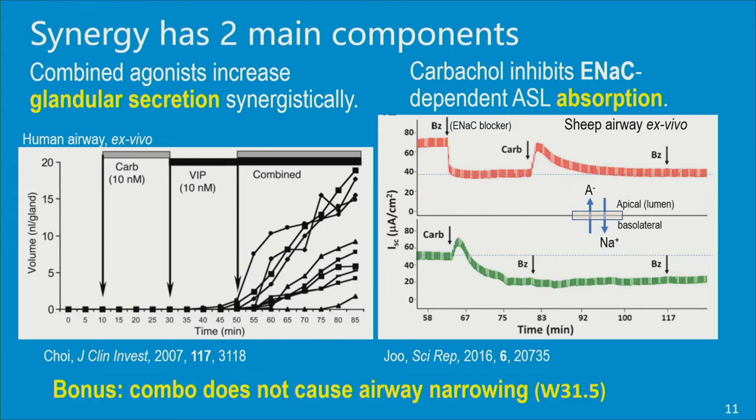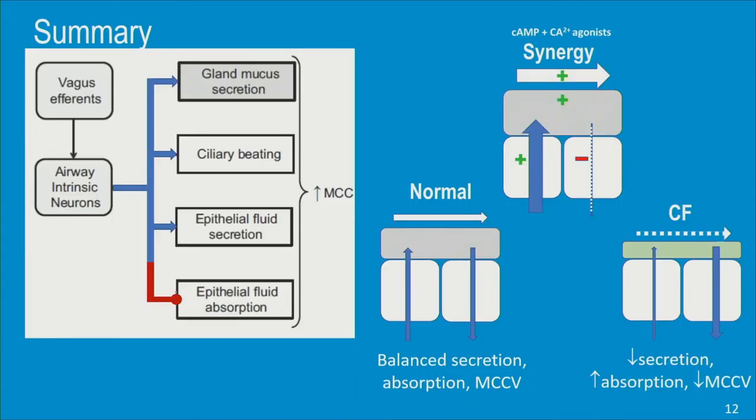The bonus is combining these two agonists. Carbachol, which you expect to cause bronchoconstriction, doesn't cause bronchoconstriction in the presence of cyclic AMP elevating agonists. So this is a summary. Vagus efferents stimulate airway intrinsic neurons, which stimulate gland mucus secretion, ciliary beating, and epithelial fluid secretion, but inhibit epithelial fluid absorption, giving rise to increased fluid production and faster mucociliary clearance velocity.